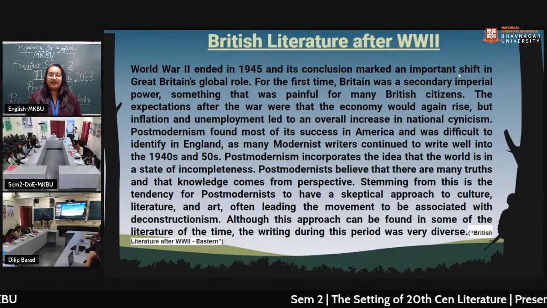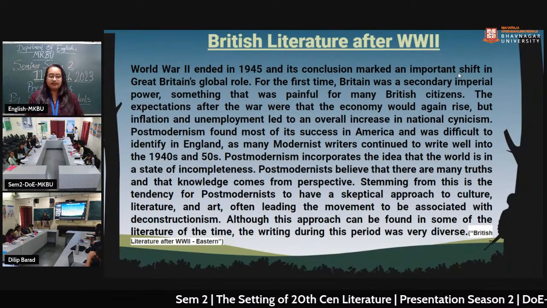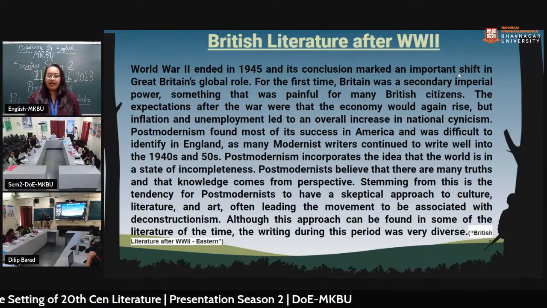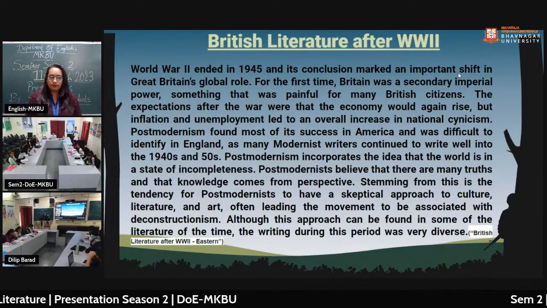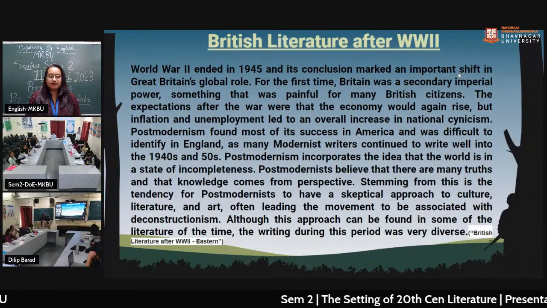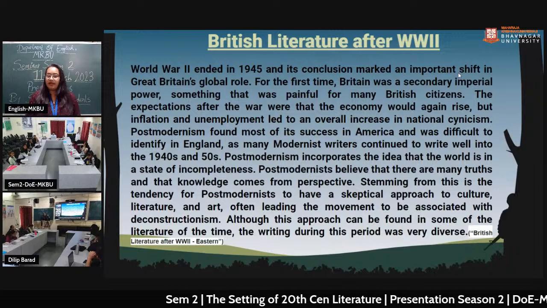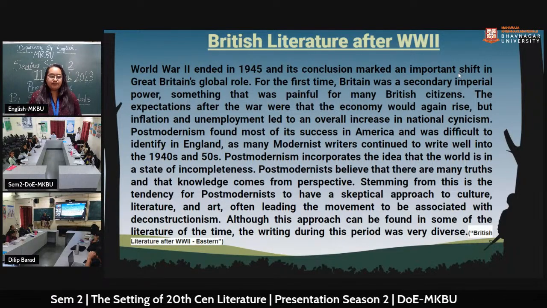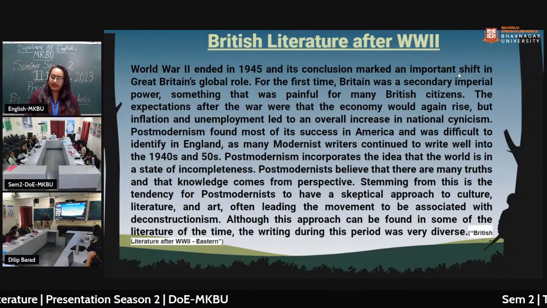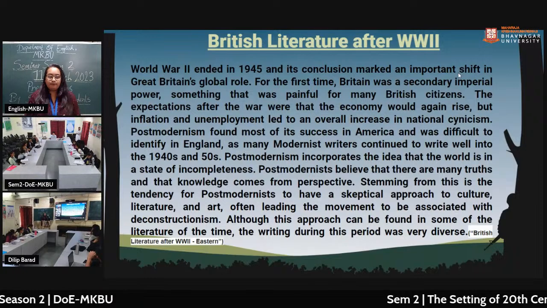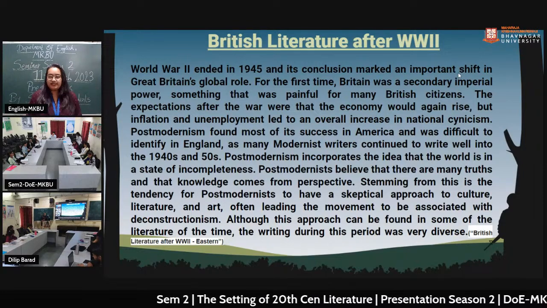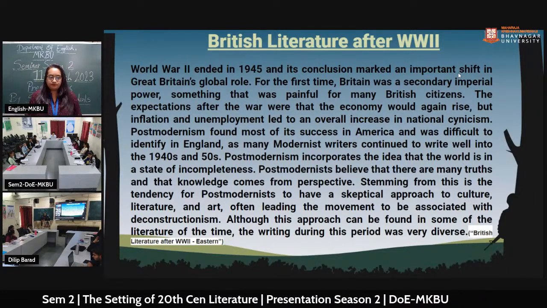World War II ended in 1945. We know that it started in 1939, and its conclusion marked an important shift in Great Britain's global role. For the first time, Britain was a secondary imperial power, something that was painful for many British citizens. The expectations after the war were that the economy would again rise, but inflation and unemployment led to an overall increase in national cynicism.